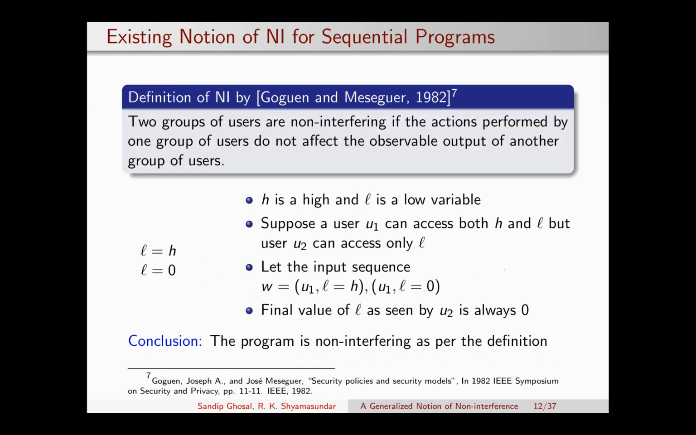Here is an example like L equals H followed by L equals 0, where H and L are the high and low variables. Suppose a user U1 can access both H and L, but user U2 can access only L. Let the input sequence be U1, L equals H, U1, L equals 0. That means U1 is executing those two statements. Then the final value of L will be always 0 as seen by U2. The conclusion is that the program is always non-interfering as per the definition given.